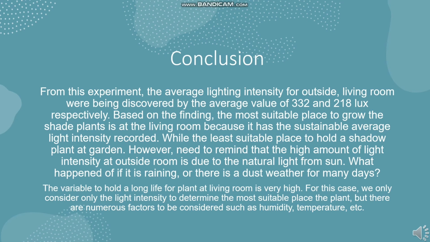However, we need to remind that the high amount of light intensity outside is due to the natural light of the sun. What happens if it's raining or there is dusty weather for many days? The viability of holding a long-life plant in the living room is very high. In this case, we only considered the light intensity to determine the most suitable place for the plant. But there are numerous factors to be considered, such as humidity, temperature, and so on. Thank you.